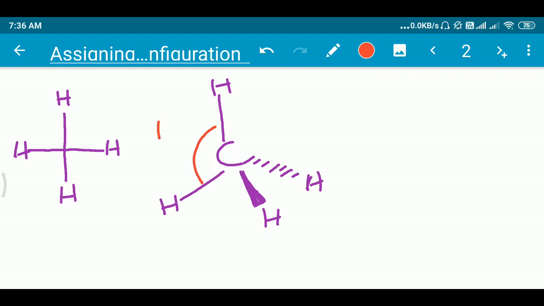So we have a bond angle of 109 degrees, and 109.5.